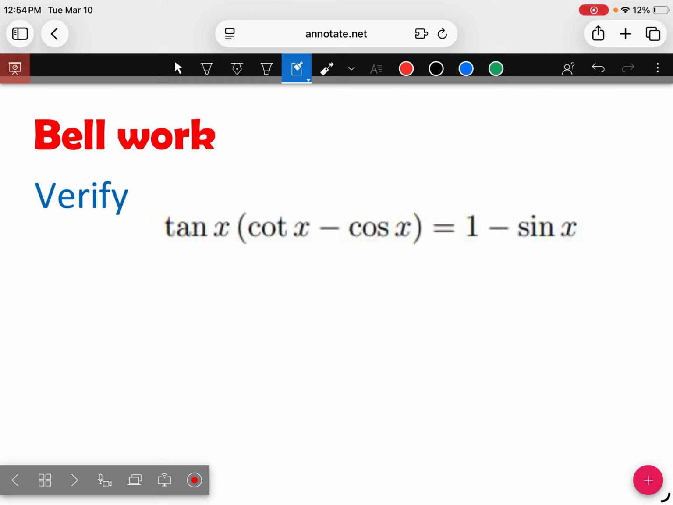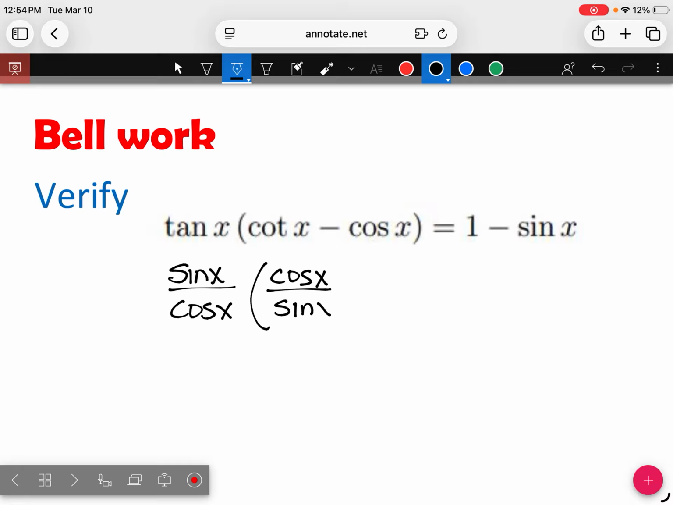So if you did that first, then you wrote this as sine over cosine. And you multiply that by cosine over sine minus cosine. That's what you did first? That's one way to do it. So then what did you do? You got a common denominator, okay.